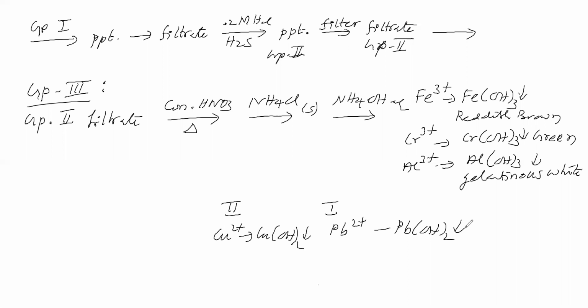So, without doing systematically, if you do it in a random way, suppose directly coming for group 3, group 1 cations will precipitate in group 3 as hydroxide, and group 2 cations will also precipitate as hydroxide, because ionic product is greater than solubility product. So that is why we have to do it systematically.